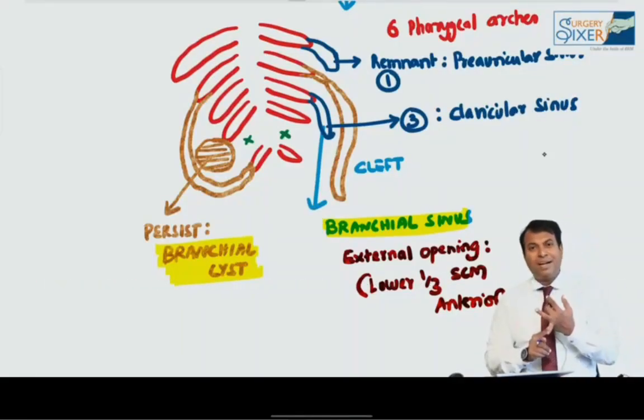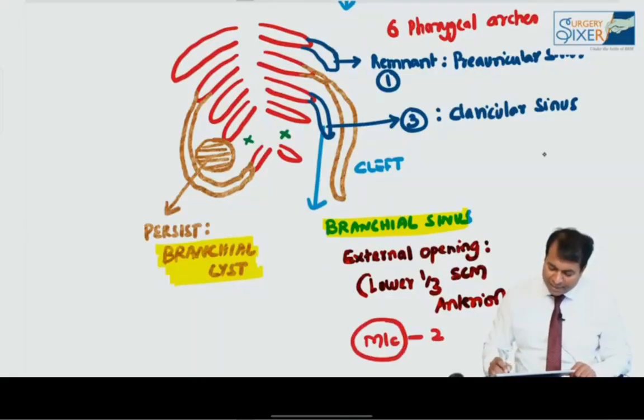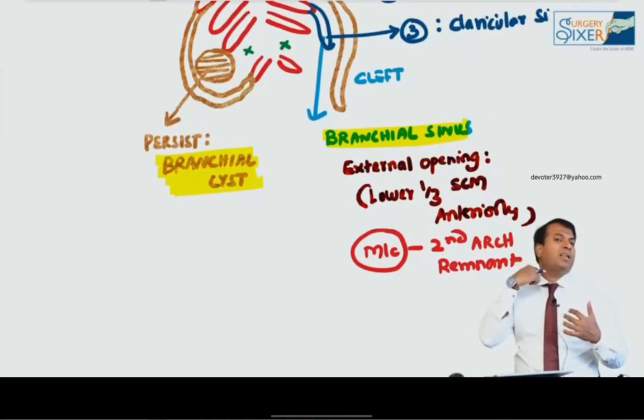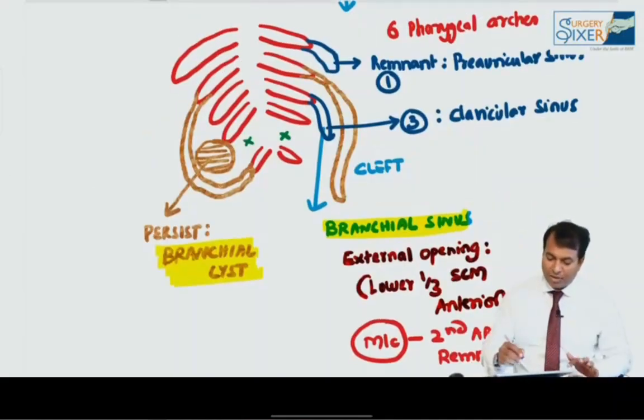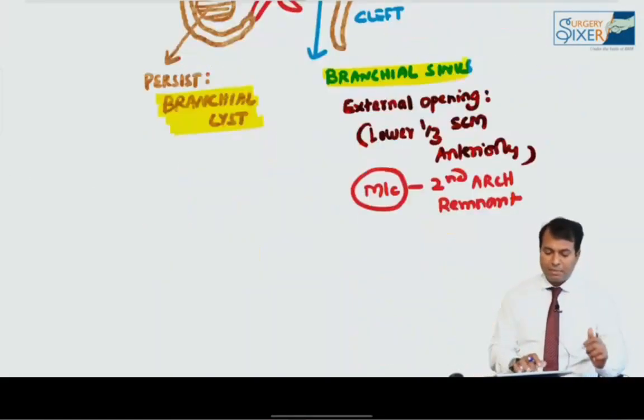So which is common? First arch remnant, 2nd arch remnant, or 3rd arch remnant? What we are seeing in practice is that the most common branchial sinus is 2nd arch remnant. So please remember, the first arch remnant will have opening in front of here. 2nd arch remnant will have opening in the lower third. 3rd arch remnant will have opening above the clavicular region or suprasternal region. It will be either in the clavicular or suprasternal region. So please remember this. Now I will show you the patient.